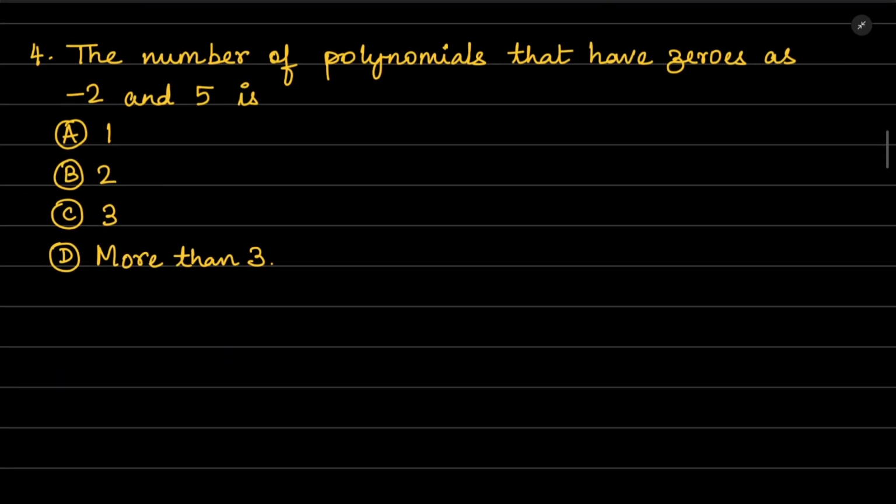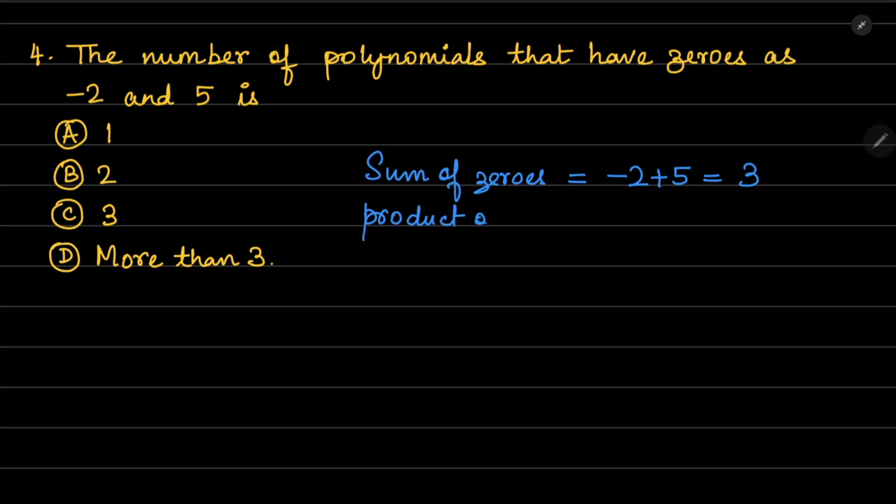Fourth one. The number of polynomials that have zeros as -2 and 5 is, so again, let us take the sum of the zeros first. You are given zeros, that is alpha is -2, beta is 5. So what is the sum of zeros? -2 plus 5, which is nothing but 3. And what is the product of the zeros? Just find the product, -2 multiplied by 5, which is nothing but -10.